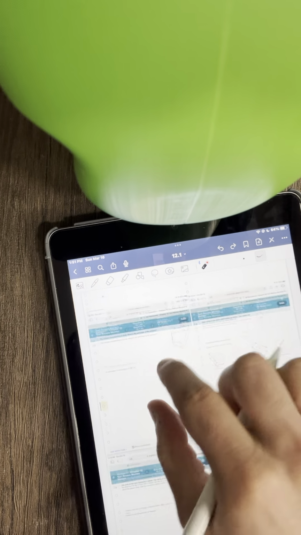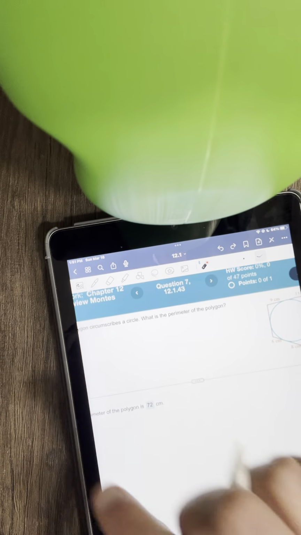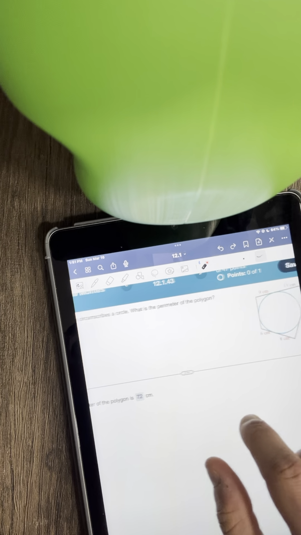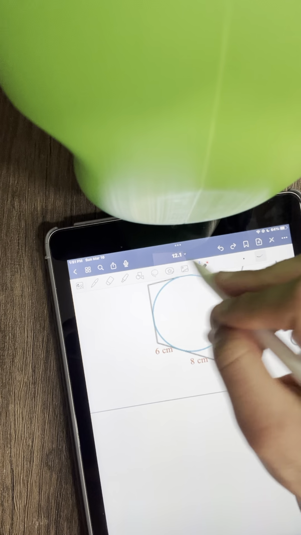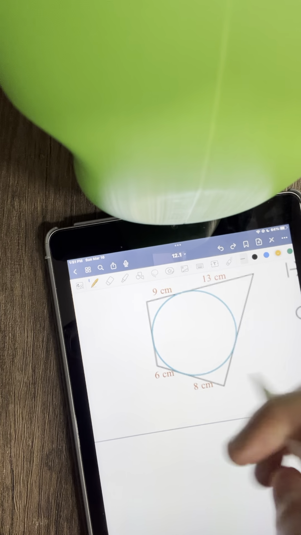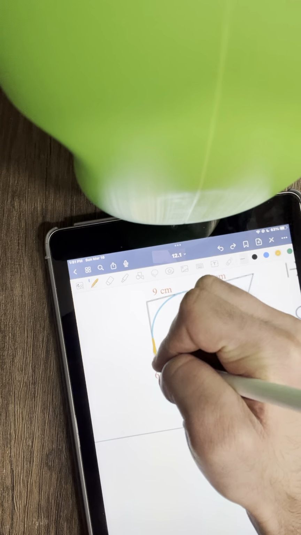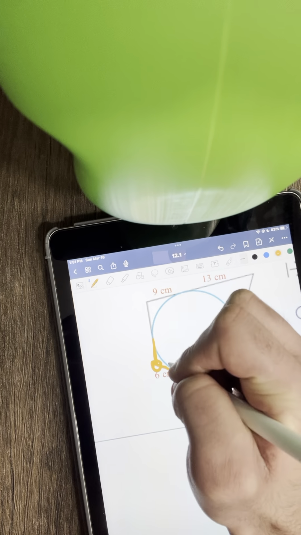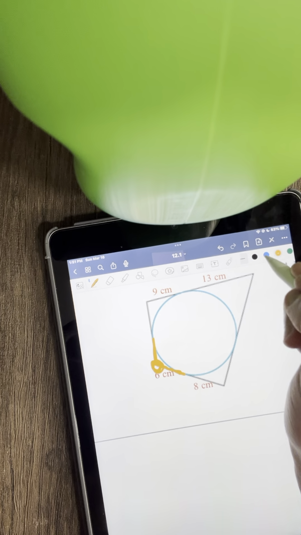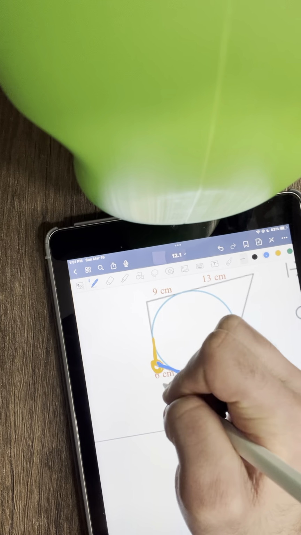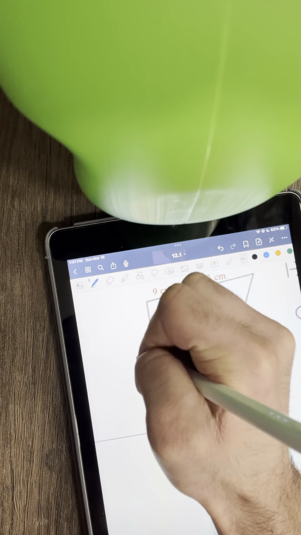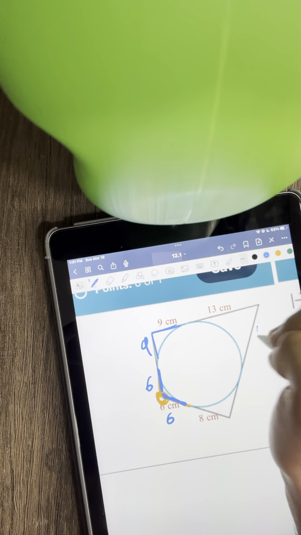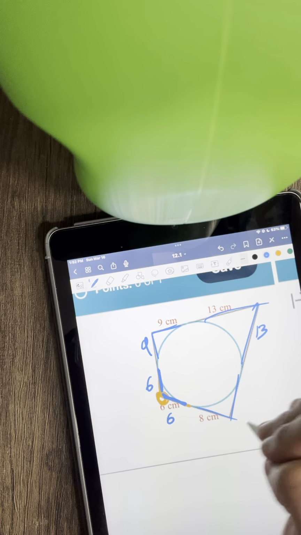Cool. All right, so this one should be super easy because the polygon is circumscribed in a circle. What is the perimeter? Well, we know that if you have two tangent lines that meet up at a common endpoint, that means that whatever this line segment is, which here it said it's 6, that means that this one's also going to be 6. So therefore, if this is 9, so is this one. This one would be 13, and this one would be 8.